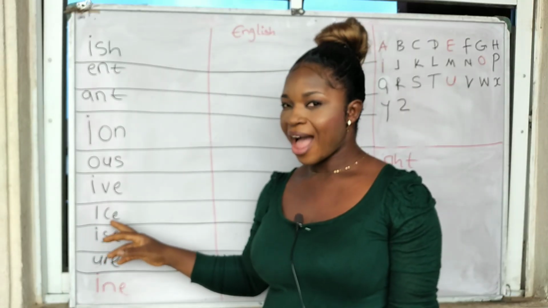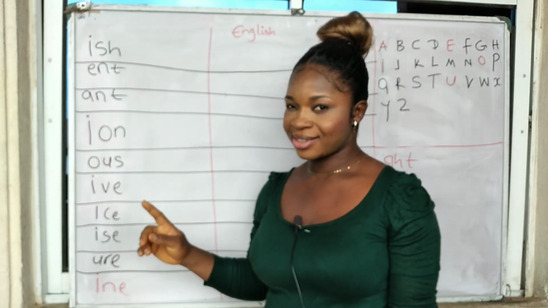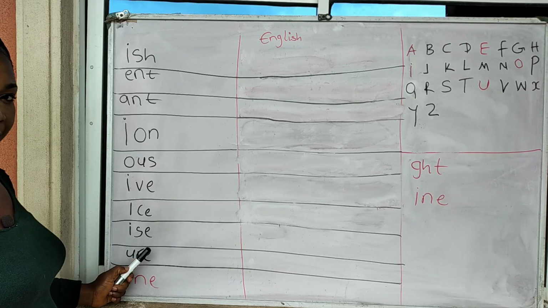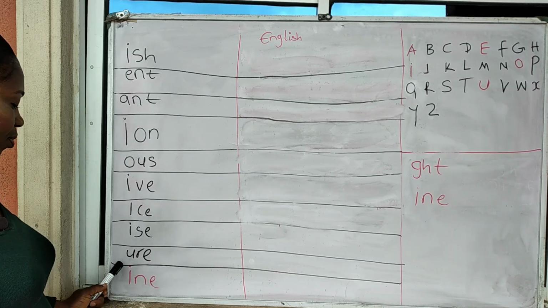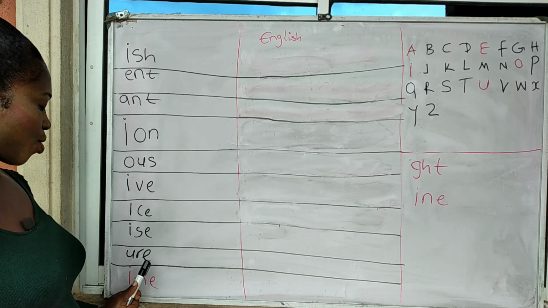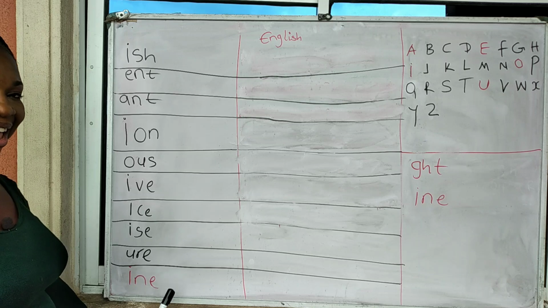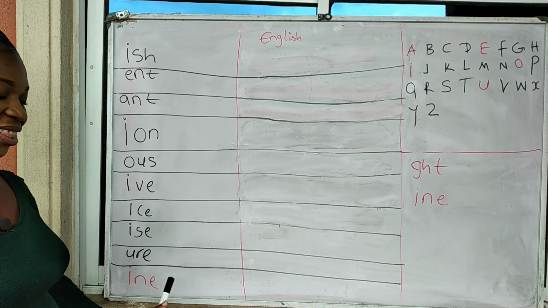We have eyes, eyes, eyes. We have is, ray, ray, n, n, n.